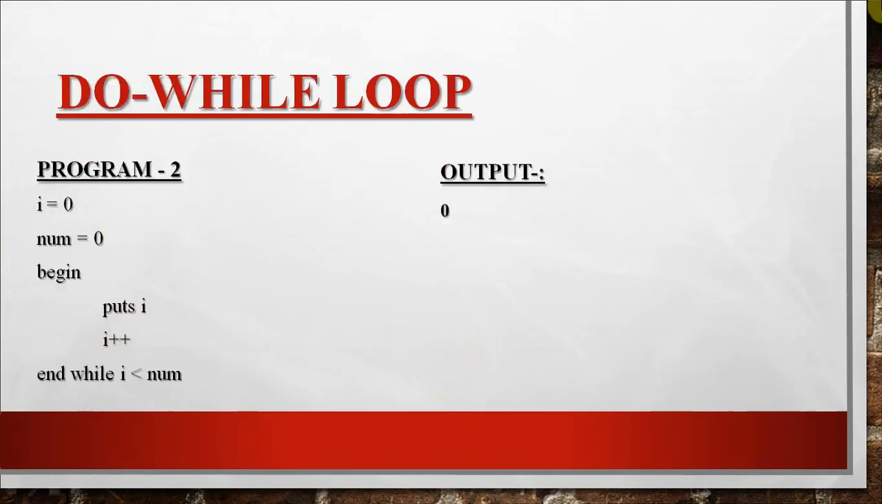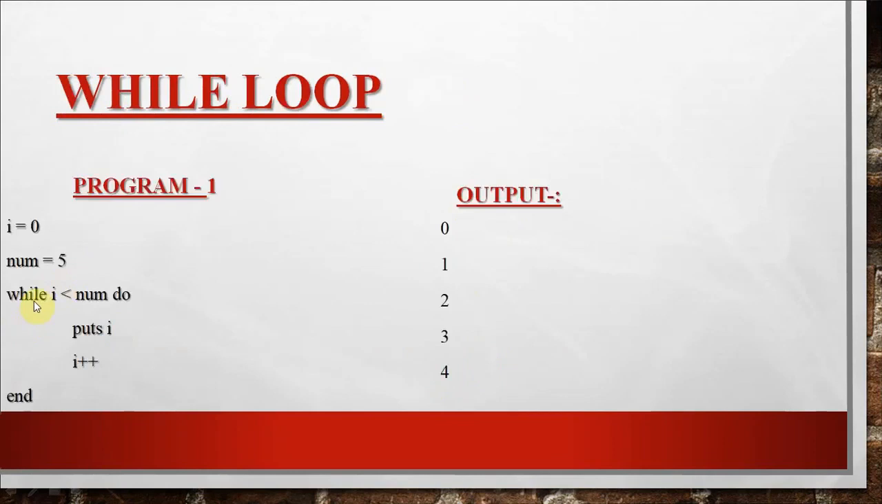And now see this program where we are writing do while loop. Like in Java or C language, we have do while. But in Ruby on Rails, this is called begin and while. So you can see here, we are checking the condition before starting the loop.